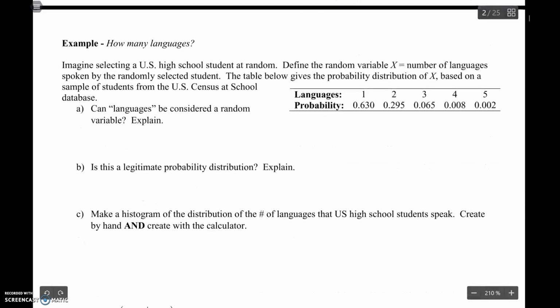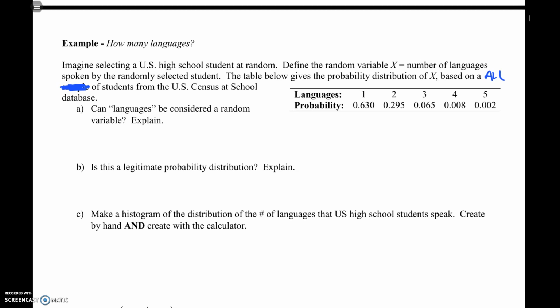How many languages? Imagine selecting a United States high school student at random. Let's define the random variable x to be the number of languages spoken by this randomly selected student. The table below gives a probability distribution based on all of the students from a database. I don't want to take a sample. Let's pretend that this is a probability distribution for all the people in some population of interest.